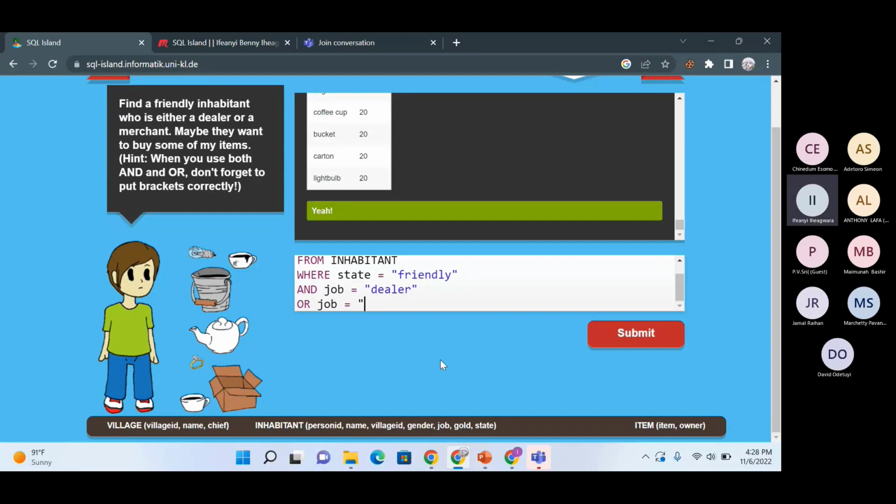So we could put everything there in a bracket. I would tell SQL that this is what we want as well. So I submit.